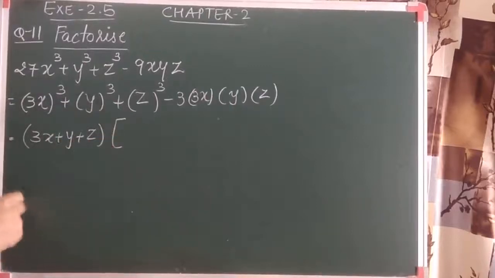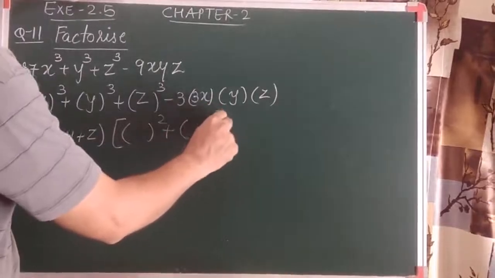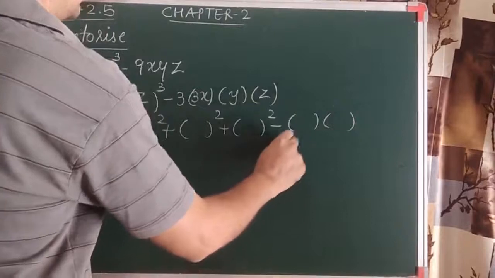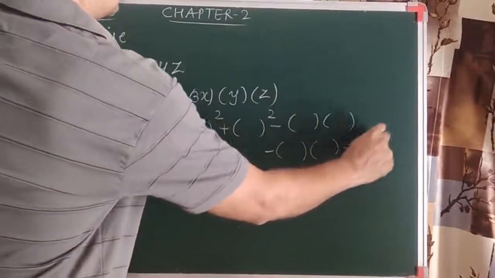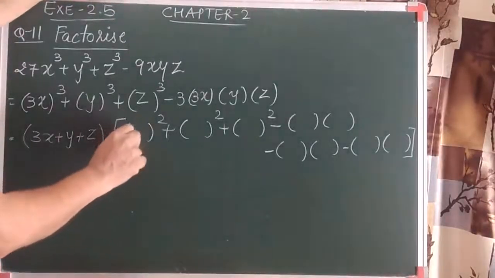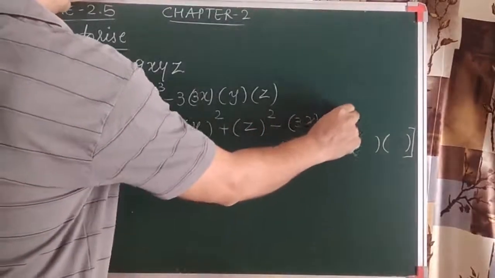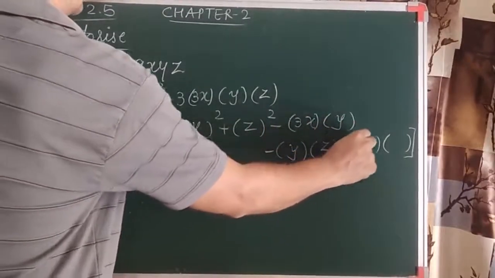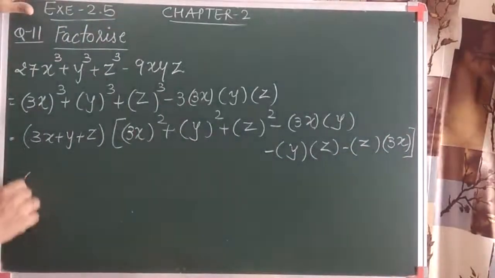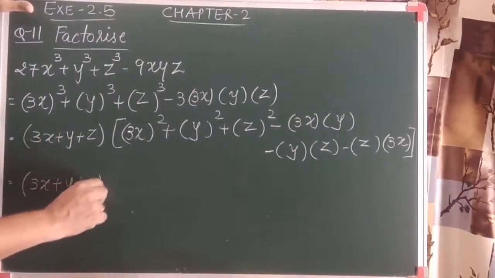Now the second bracket should be based on this: square of first plus square of second plus square of third, minus first second, minus second third, minus third and first. So just substitute the values. Here it is 3x the first term, second term, third term. Let us expand this. The first bracket should remain as it is, that is 3x plus y plus z.